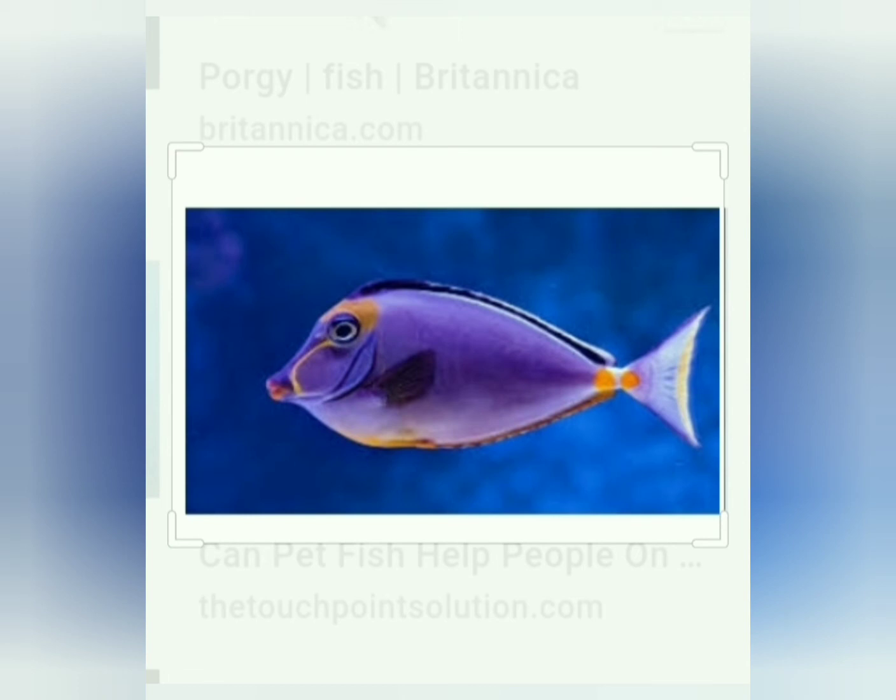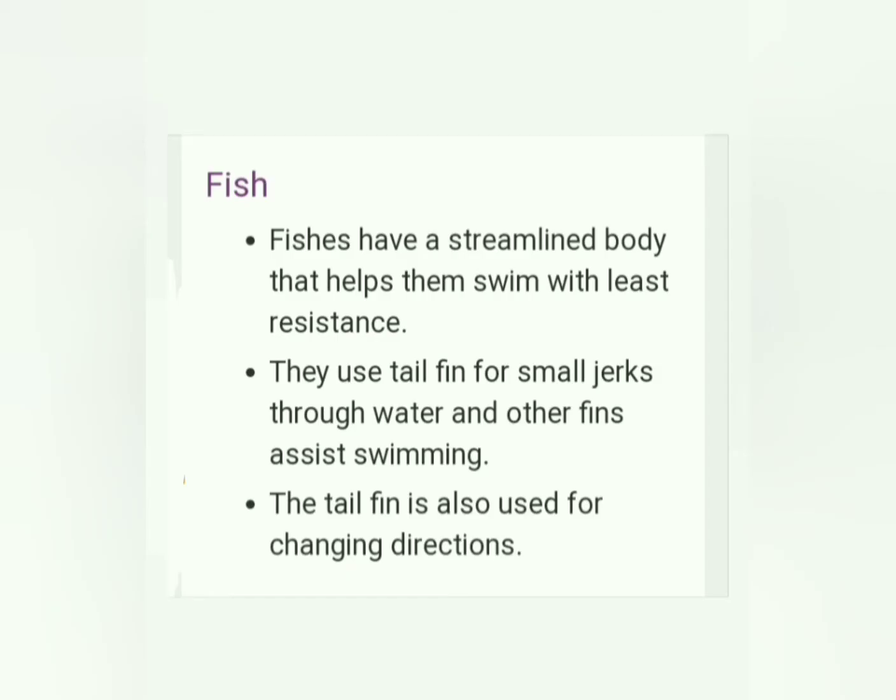Fish have a skeleton, an inner skeleton. This is about fish. Fishes have a streamlined body that helps them swim with least resistance. They use the tail fin for small jerks through water, and other fins assist swimming. The tail fin is also used for changing direction.